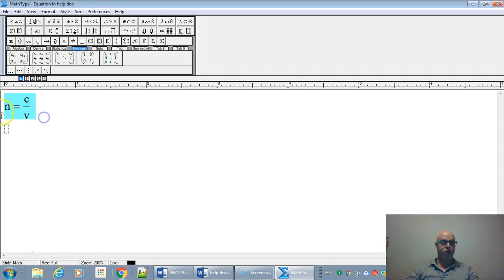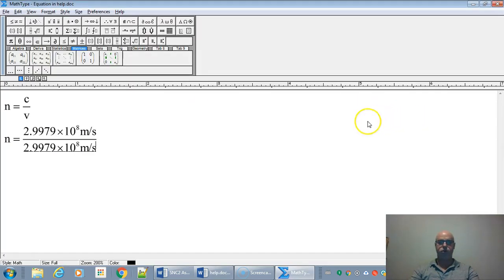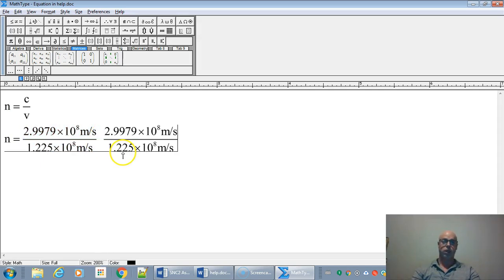Alright, so to find out the value, we're going to type in the speed of light in a vacuum, 2.9979 times 10 to the power of 8 meters per second. Alright, there we go. And we need the speed of light inside our medium, which was 1.225, times 10 to the 8 meters per second. Now, if you really need to see this in standard notation, it looks like this.